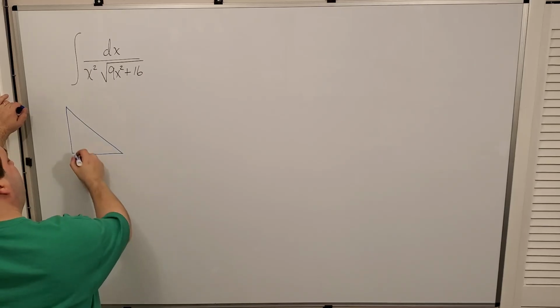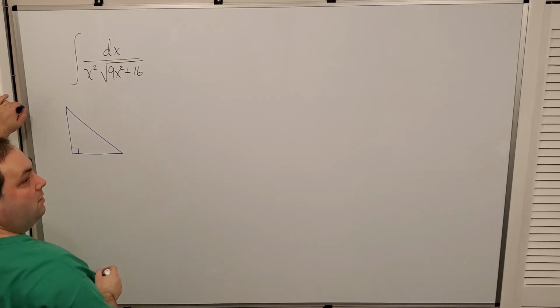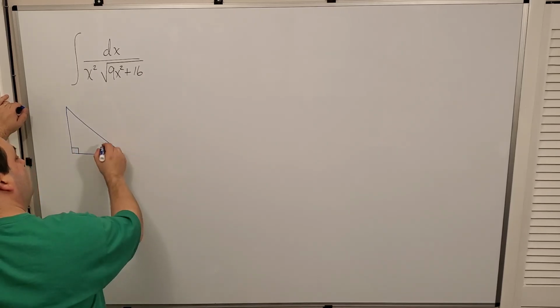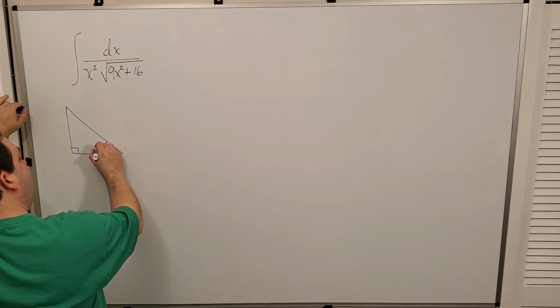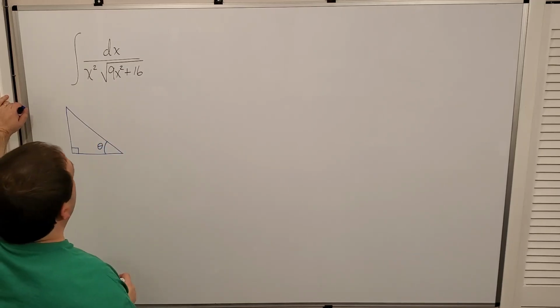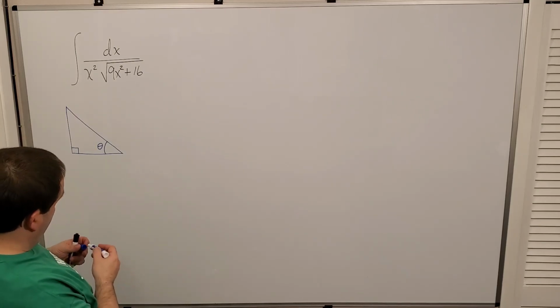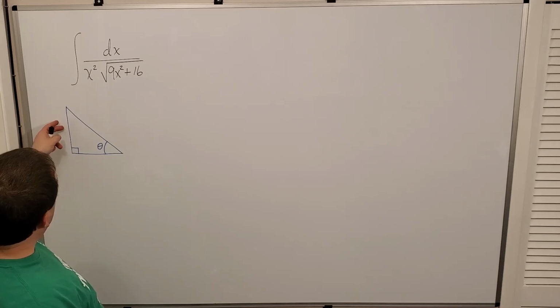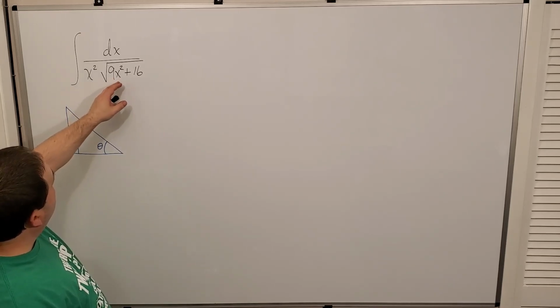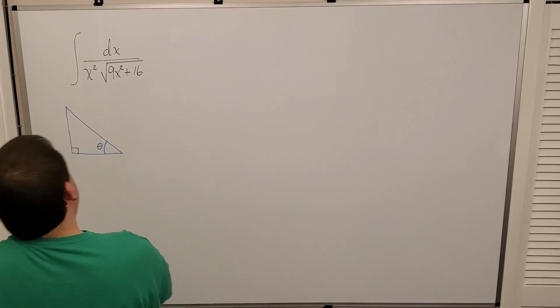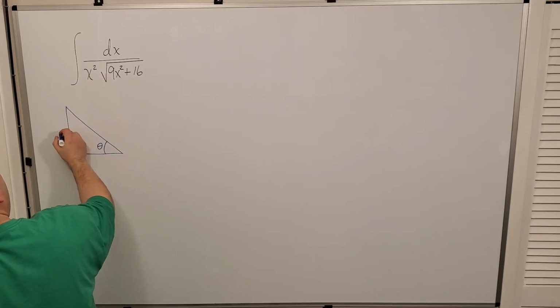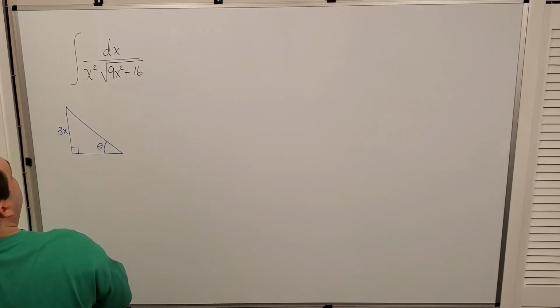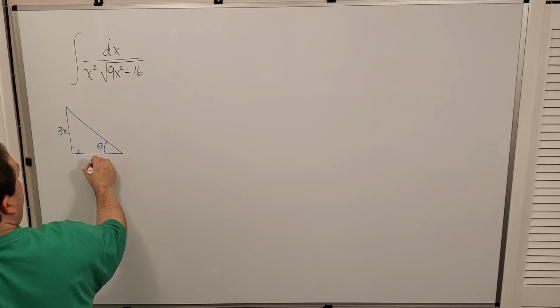It just helps keep the information of the substitution organized. So I'll put an angle theta here. And for the way theta is set up, because of the addition here, I need to make the two legs the things that are being squared. So for 9x squared here, that'll be 3x. And for 16, that'll be 4.